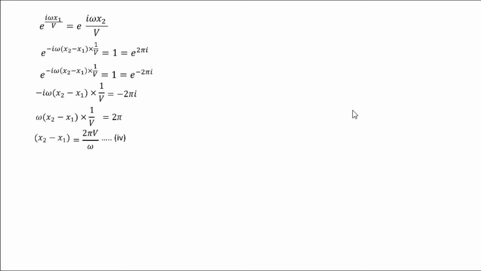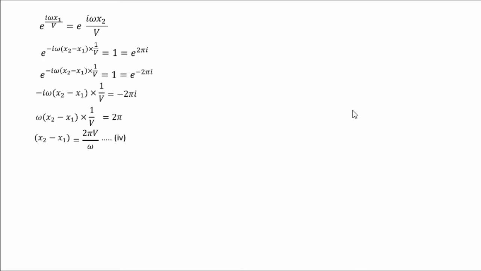Or x2 minus x1 is equal to 2 pi v by omega, equation number 4. Do you know what x2 minus x1 denotes, or what kind of meaning it has? Perhaps you know x2 minus x1 is the wavelength.